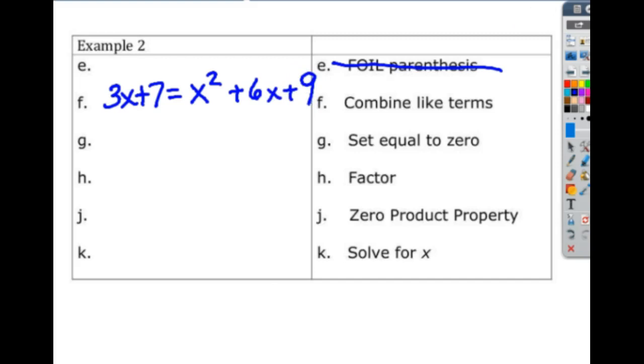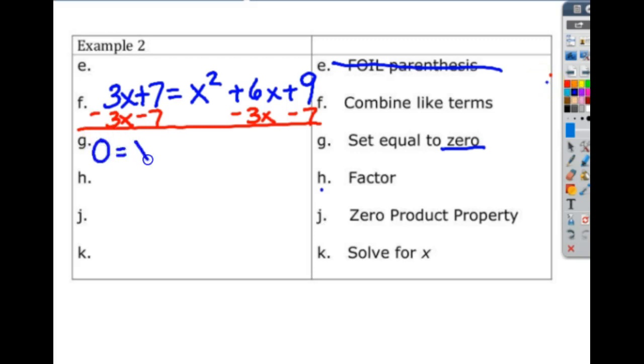Now, before I can factor, I have to make it equal to 0, because the x is squared. So I have got to subtract the 3x and subtract the 7 so that it will be equal to 0. And so this is 0 equals x squared plus 3x plus 2.